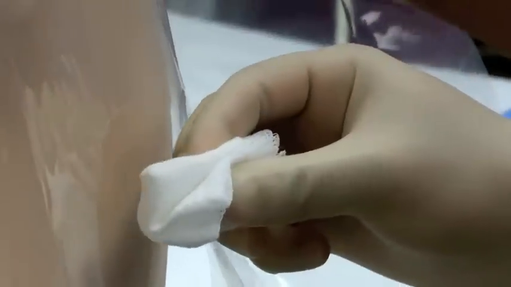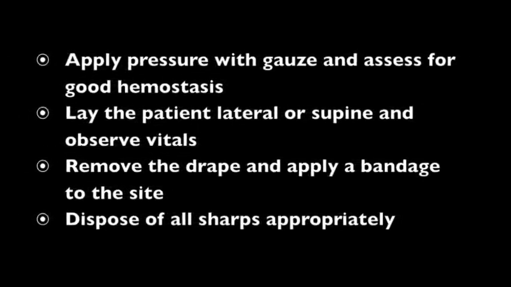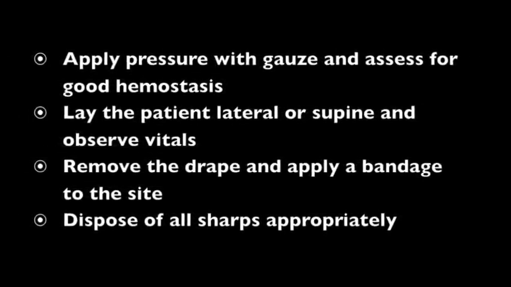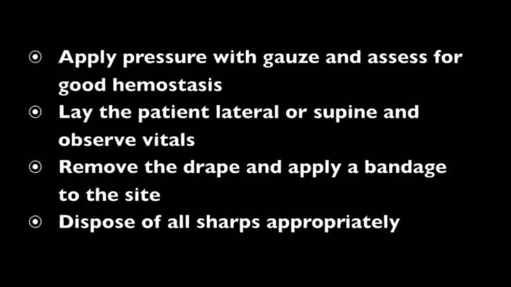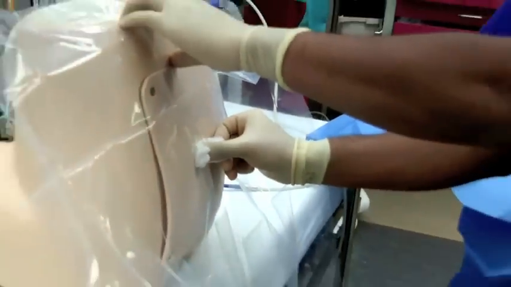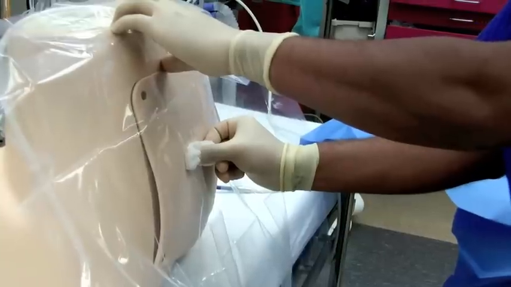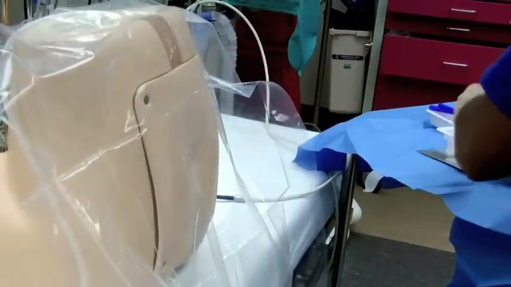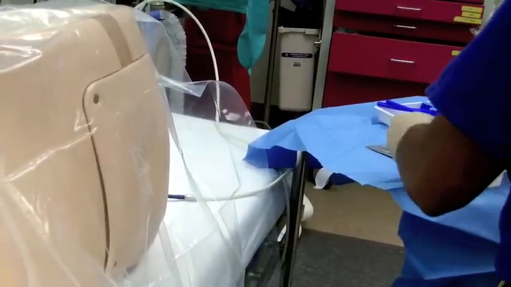After, you're going to remove the draping, lay the patient back, and observe vitals. Dispose of all sharps and biohazard material appropriately. I'm going to apply pressure with the provided 2x2 gauze and assess for good hemostasis. Once I'm done with that, I'm going to place a Band-Aid over the patient's back.